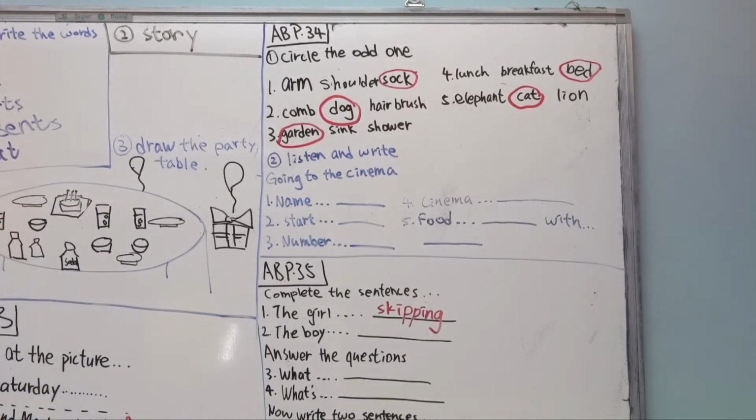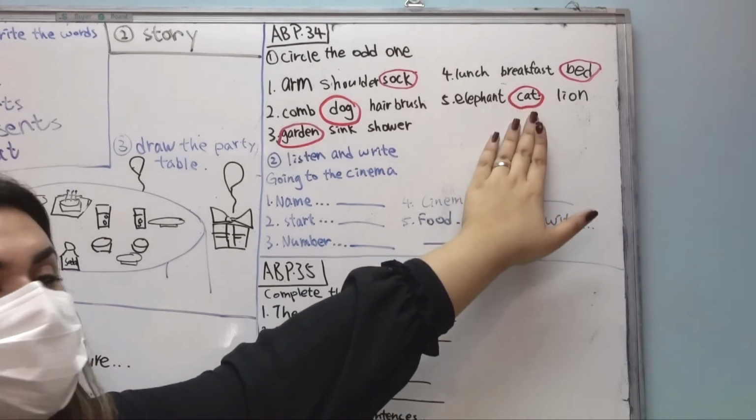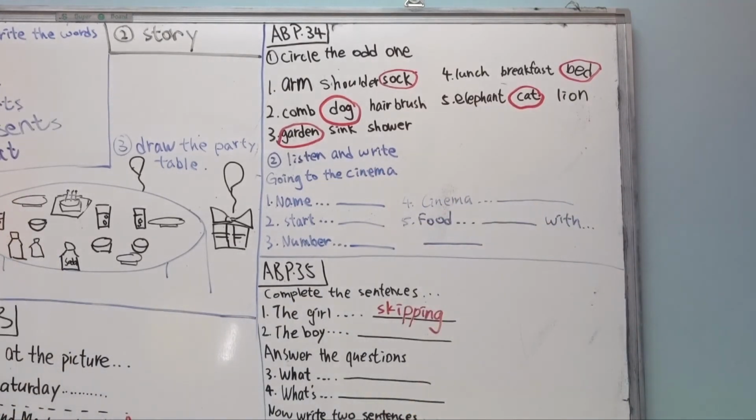Because elephant and lions are big animals, right? And cats are very small animals. That's why cat is the odd one. Okay?